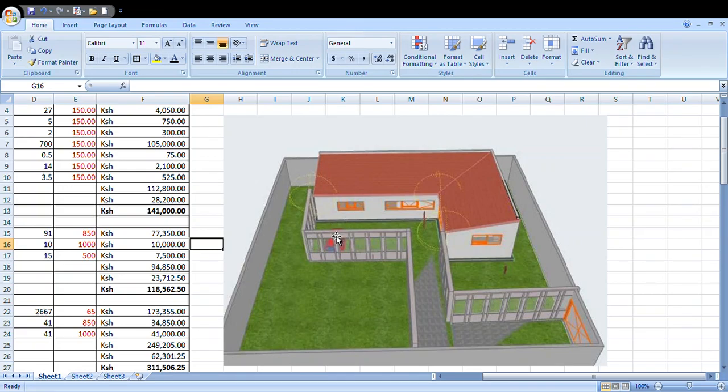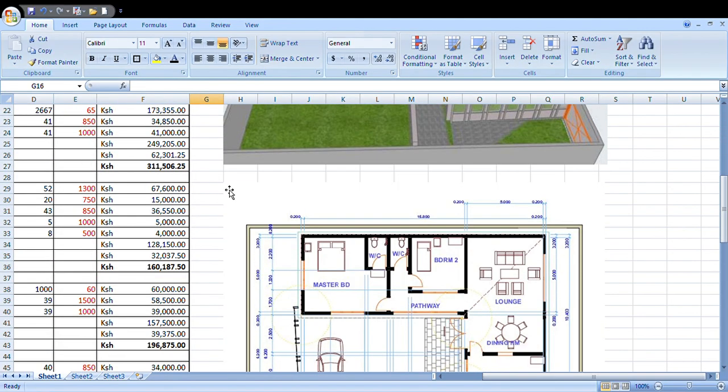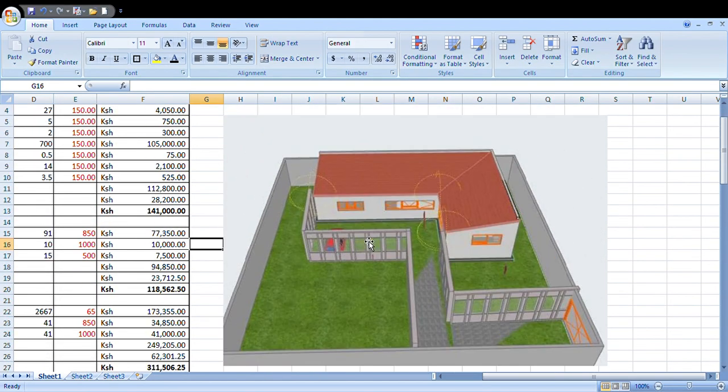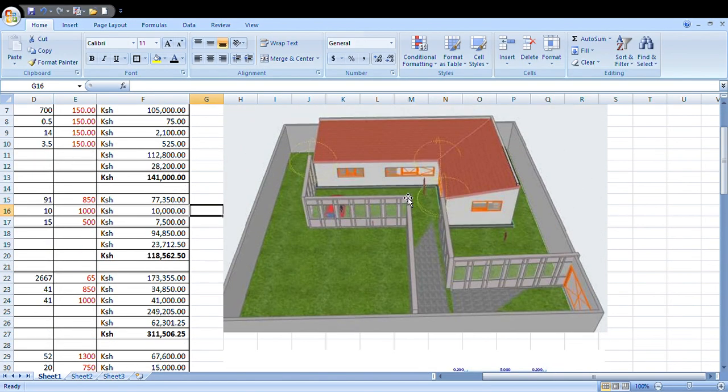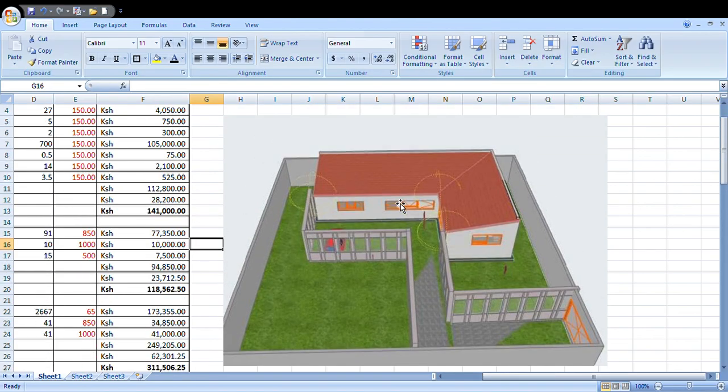Welcome to today's video. Today we are going to check the BOQ for this hidden roof two-bedroom house.